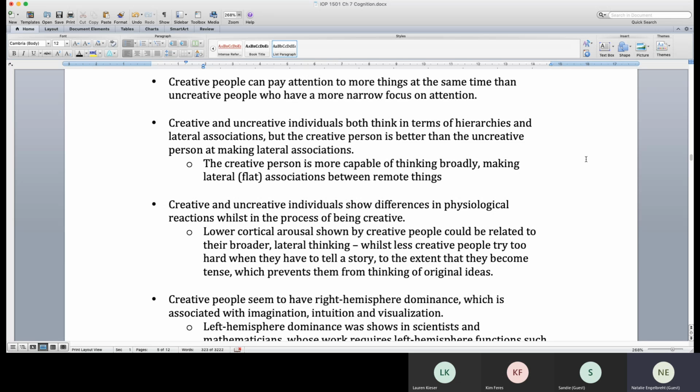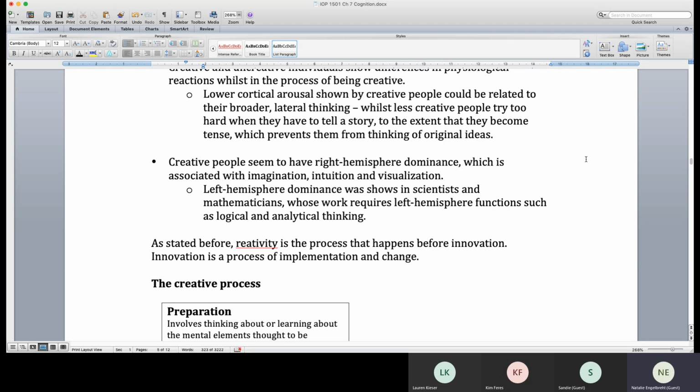Creative and uncreative individuals show differences in physiological reactions whilst in the process of being creative. A lower cortical arousal shown by creative people could be related to their broader lateral thinking, whilst less creative people try too hard when they have to tell a story, to the extent that they become tense, which prevents them from thinking of original ideas.